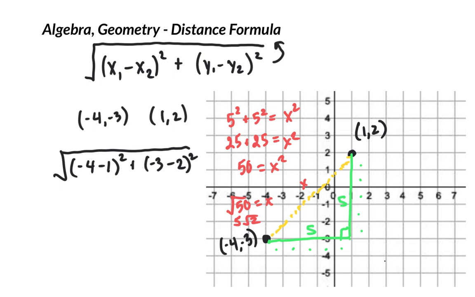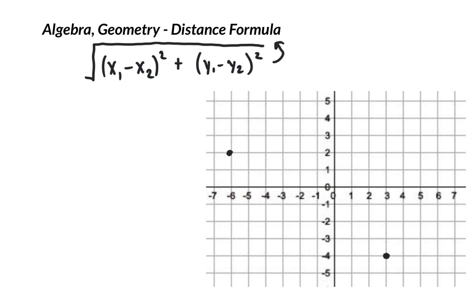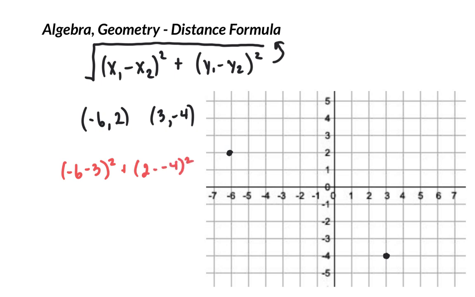Let's do one more where we're only going to use the formula. All right, so I have 2 points. I did plot them. But let's just use the formula. But remember, it's just Pythagorean theorem. So we say, well, how far apart are the x's? -6 minus 3, and we're going to square that. And then we're going to add how far apart the y's are. And at the end, we're just going to take the square root of that.